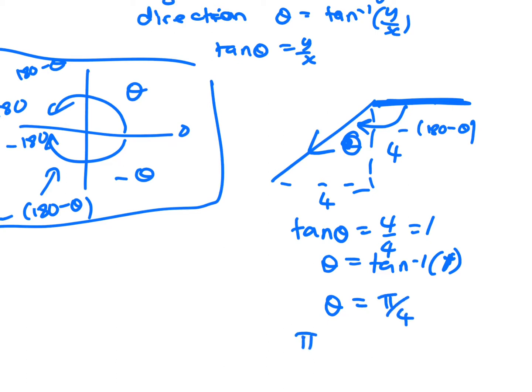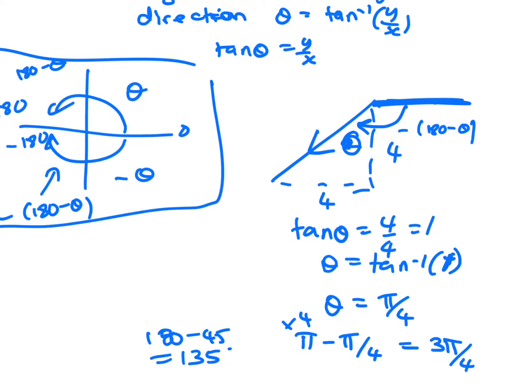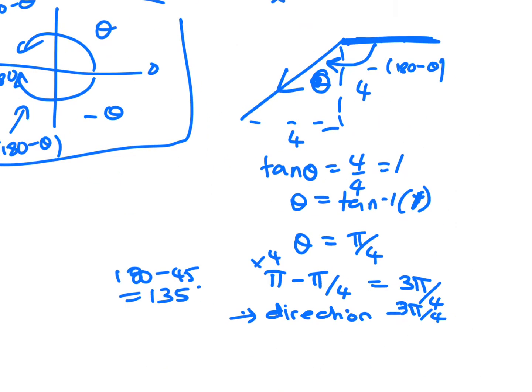So if you did pi minus pi on 4, or 180 minus 45, that's 135. This one here is times 4. 4 minus 1 is 3 pi on 4. Then that would be a negative answer. So the direction would be minus 3 pi on 4, or minus 135 degrees.